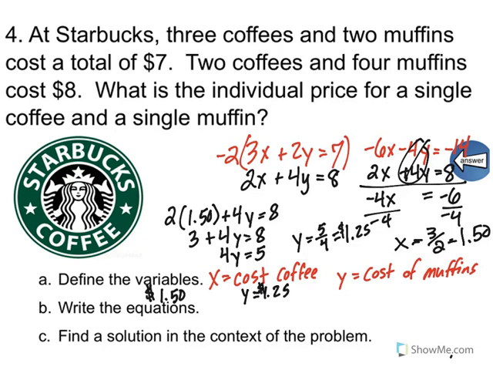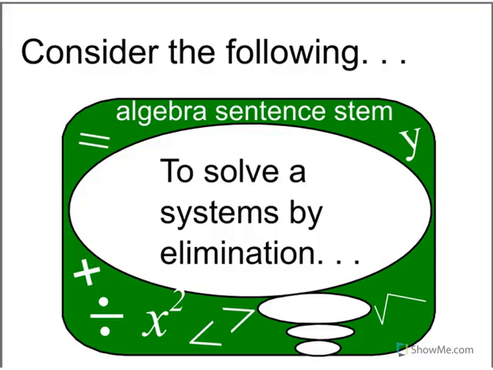So I know that a muffin costs $1.25. Again, finding the solution in the context of the problem, you would want to be able to explain that coffee costs $1.50 and muffins cost $1.25.